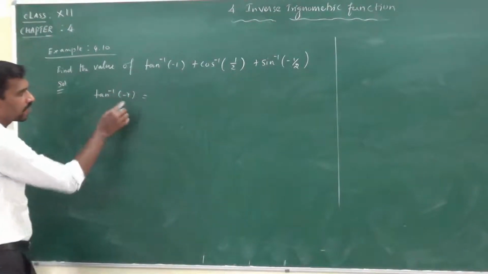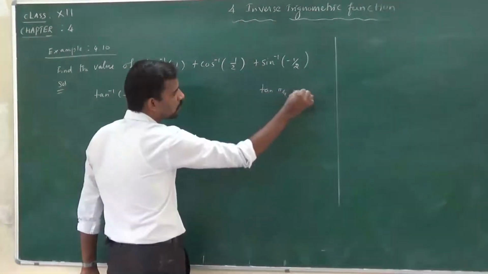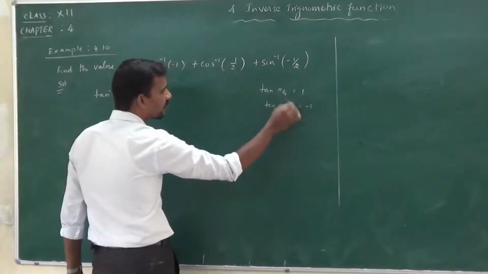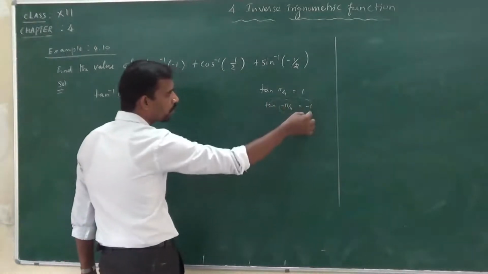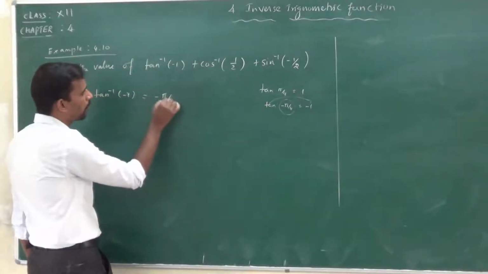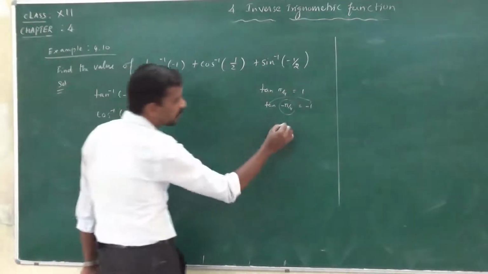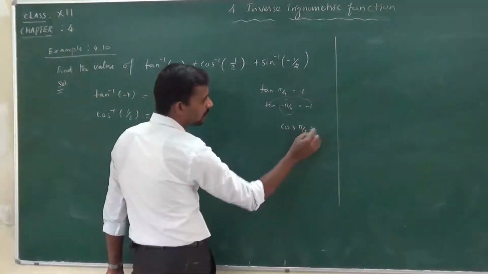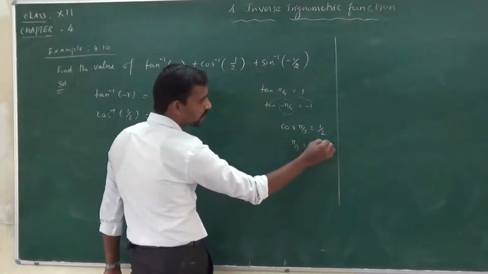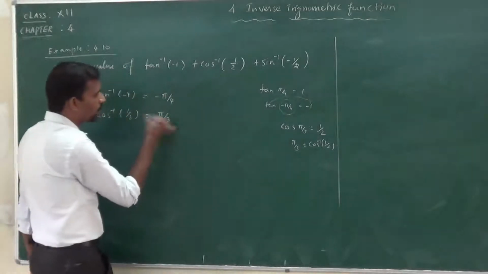We know very well tan pi by 4 is equal to 1. So tan of minus pi by 4 is equal to minus 1. So tan inverse of minus 1 is nothing but minus pi by 4. And cos pi by 3 is nothing but 1 by 2. So cos inverse of 1 by 2 is nothing but pi by 3.